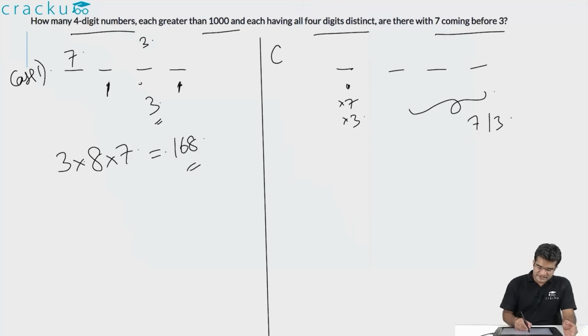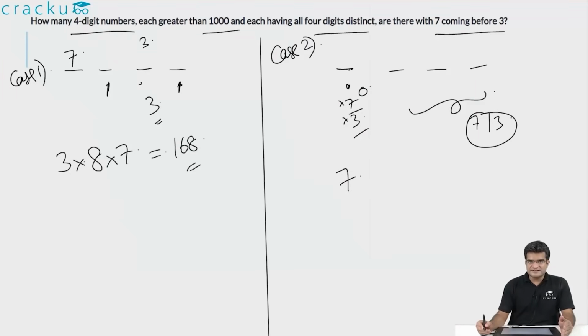Now if you are considering the second case where 7 is not the first digit, the first digit cannot be 7, it cannot be 3, and it cannot even be 0, because it is a 4-digit number which is greater than 1000. So the first digit can be selected in exactly 7 ways.